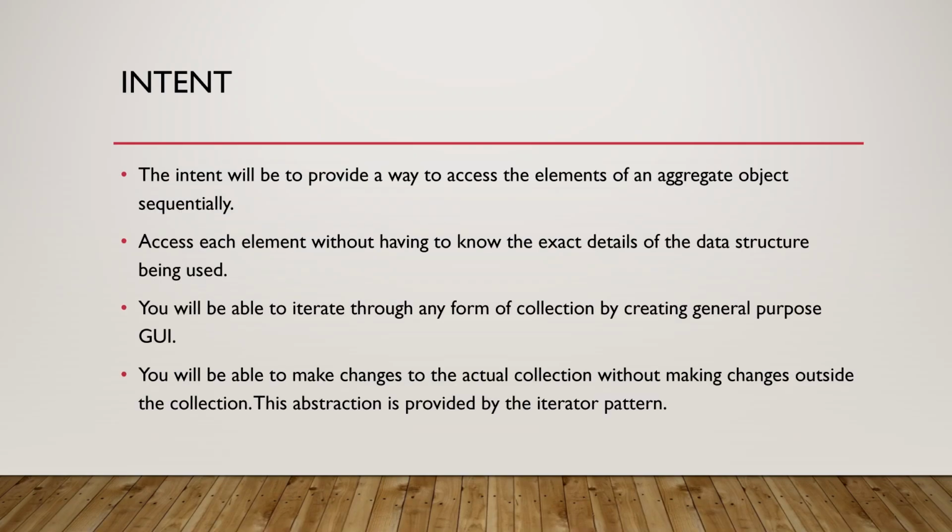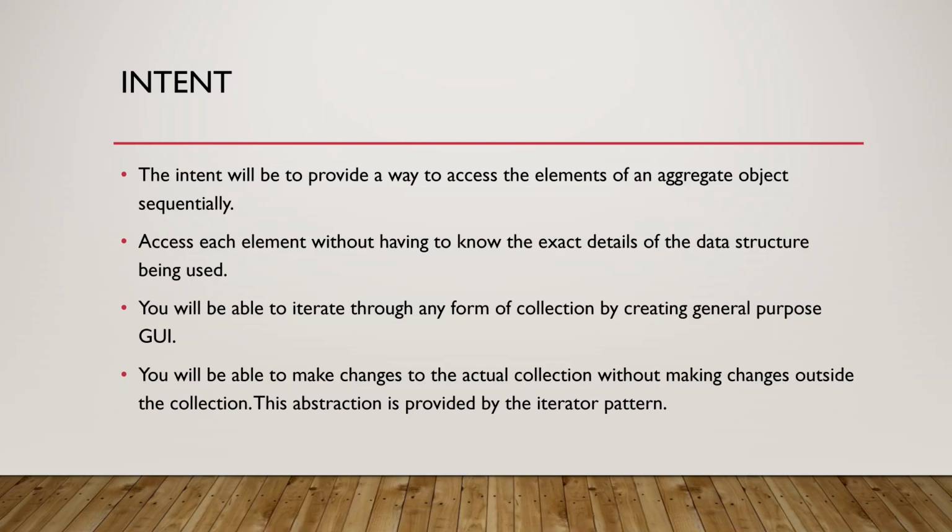So let's begin. The intent of the iterator design pattern is to provide a way to access the elements of an aggregate object sequentially, basically moving forward through each element within the collection of data. The other intent is to access each element without having to know the exact details of the data structure. You'll be able to iterate through any form of collection by creating a general purpose interface. You're able to make changes to an actual collection without making changes outside the collection. This abstraction is provided by the iterator pattern.